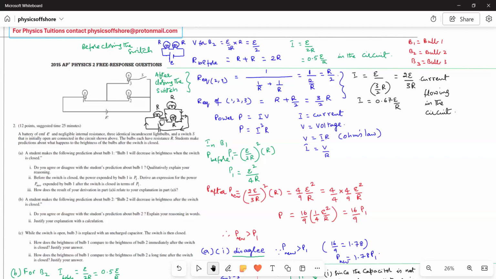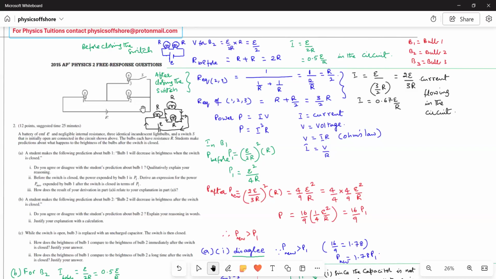Now our aim is to find out, after closing the switch, whether bulb 1 will be less bright than the earlier one, or bulb 2 will be less bright than the previous one. These are the 2 bits A and B, and we have to support with calculations. First, we have to give a qualitative explanation and then we have to prove it with a mathematical proof. We have to give the proof for that explanation.